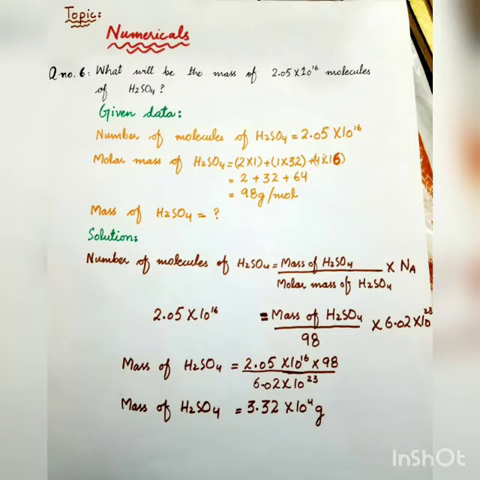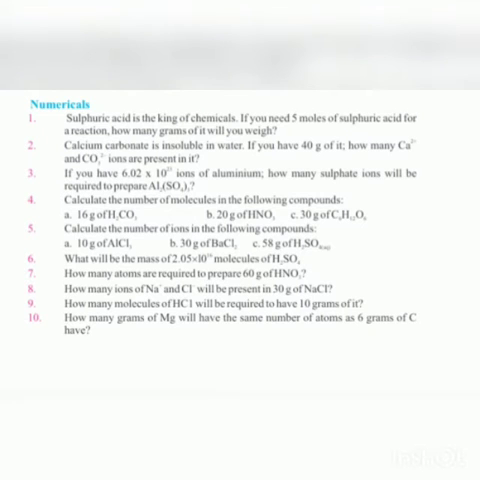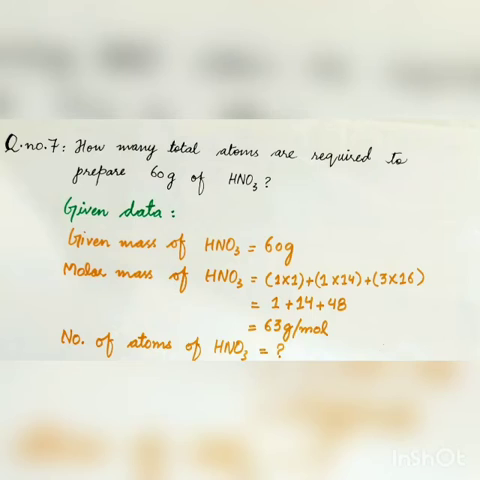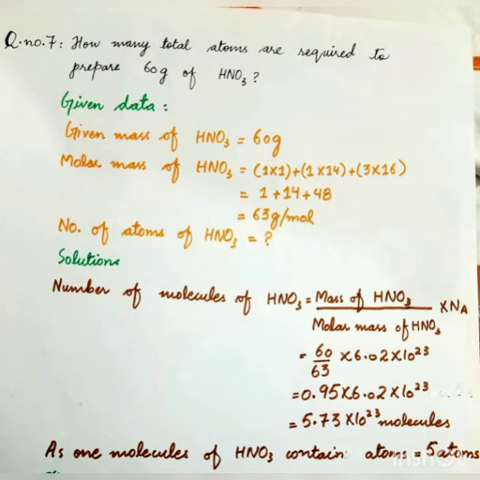Numerical number 7 is: how many atoms are required to prepare 60 gram of nitric acid, HNO3? As we have been given the mass of nitric acid in this statement, 60 gram, and we know the molar mass of nitric acid is 63 gram per mole, which can be calculated by number of atoms multiplied by atomic mass, plus number of second atoms multiplied by atomic mass, plus number of third atoms multiplied by its atomic mass. So we will get 63 gram per mole.